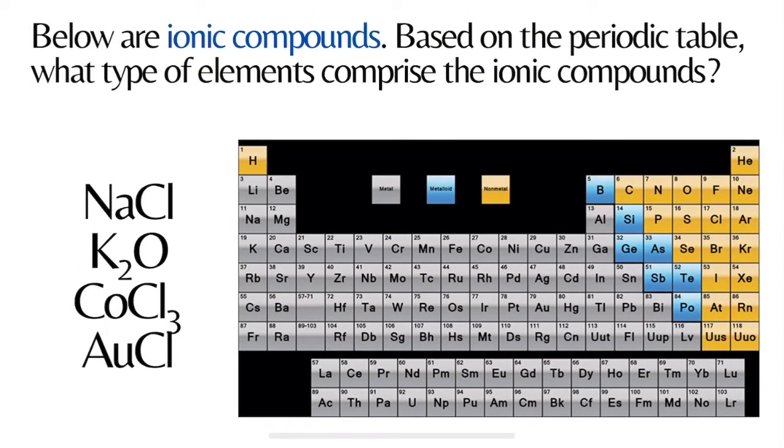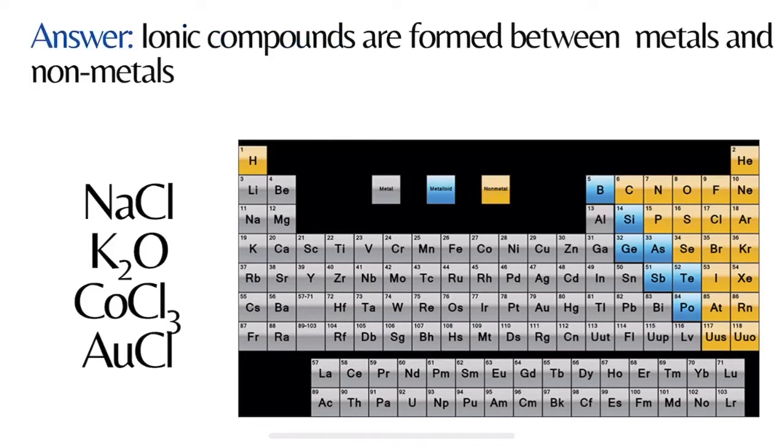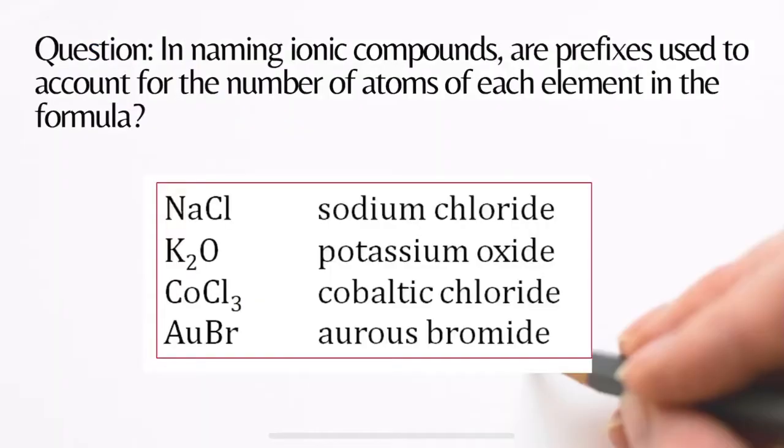Below are ionic compounds. Based on the periodic table, what type of elements comprise the ionic compounds? Answer: ionic compounds are formed between metals and nonmetals. Example, in NaCl, you have Na, which is a metal, and Cl is a nonmetal. K2O, K is a metal, and O is a nonmetal. So, ionic compounds are formed between metals and nonmetals.